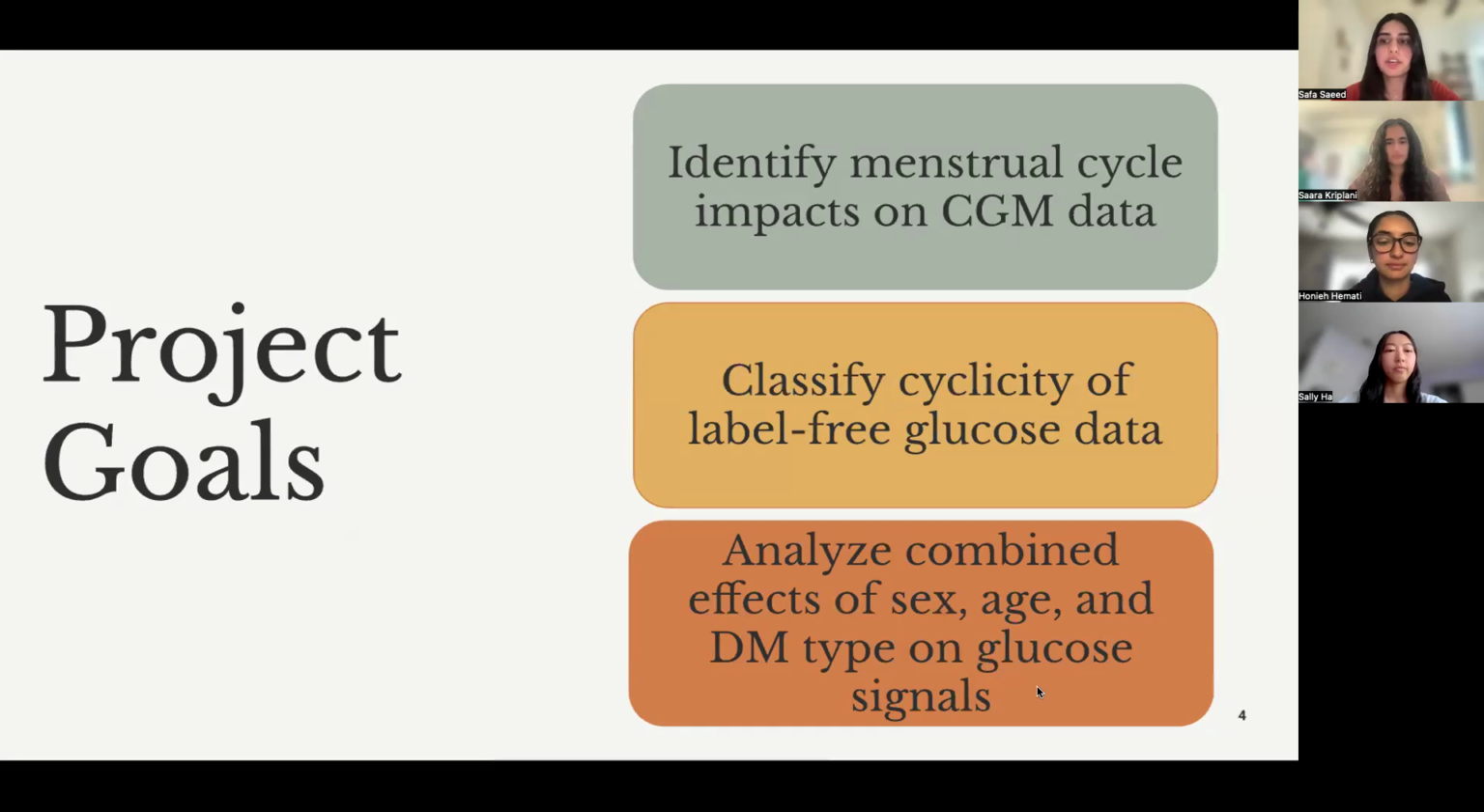First, we wanted to identify the impacts of the menstrual cycle on CGM data, which has been understudied and never analyzed in a large longitudinal data set. In order to do that, we needed a method to classify the cyclicity of label-free glucose data. Finally, we wanted to analyze the combined effects of sex, age, and diabetes type on glucose signals.